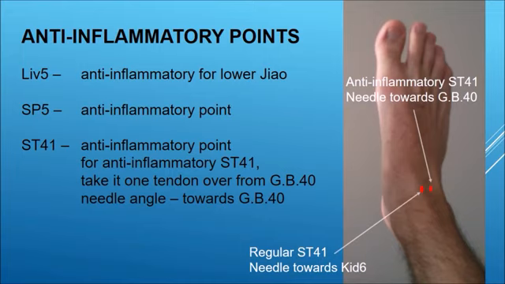Spleen 5 and liver 5 are anti-inflammatory points, used especially for the lower jiao and gynecological issues. Stomach 41, which is taken one tendon from the gallbladder side and needled towards gallbladder 40, is used as a systemic anti-inflammatory point in joints, in muscles, as well as in the intestines. Note that the regular stomach 41 is needled towards kidney 6, and that is used as part of stomach chi for structural issues and for knee issues.